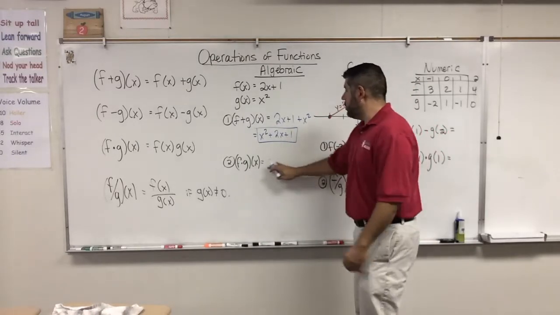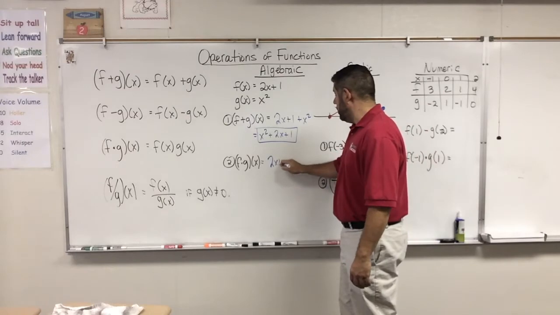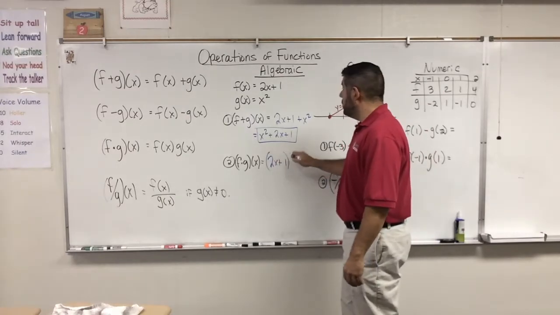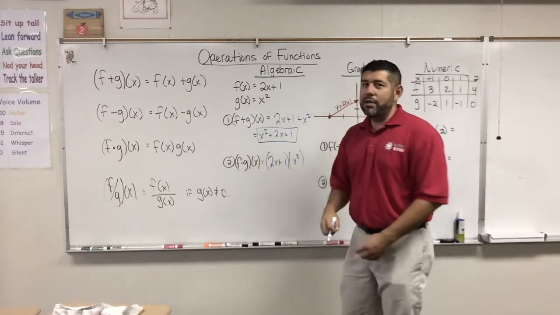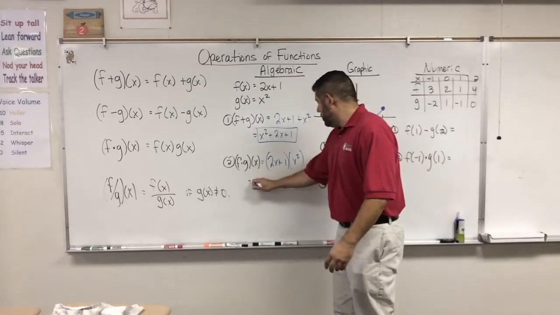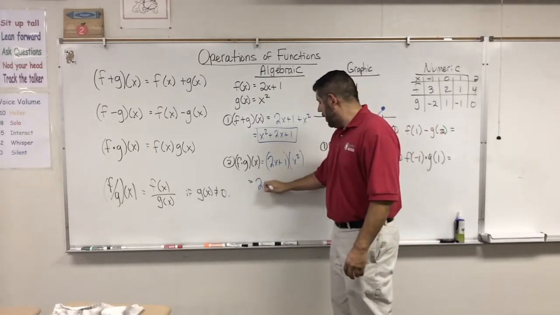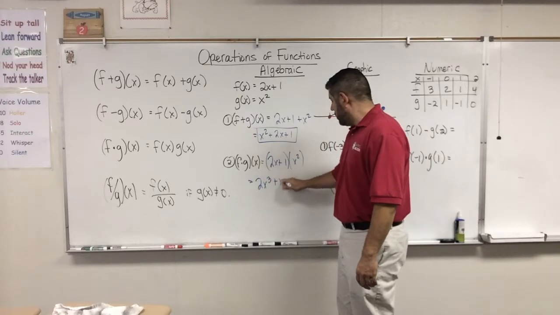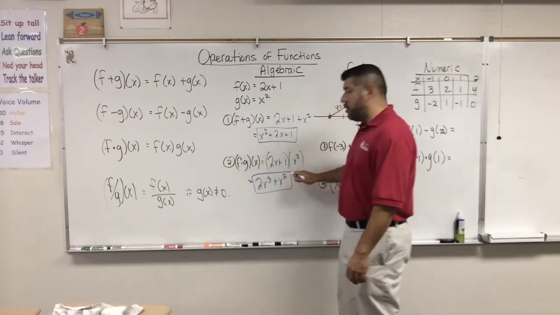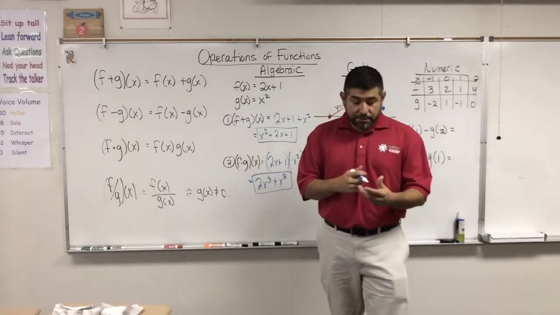Okay, so multiply 2x plus 1 times x squared. Now we're going to have a little bit of fun with this, and we're going to multiply it through. So we're going to get 2x cubed plus x squared, and there's our new function f times g.